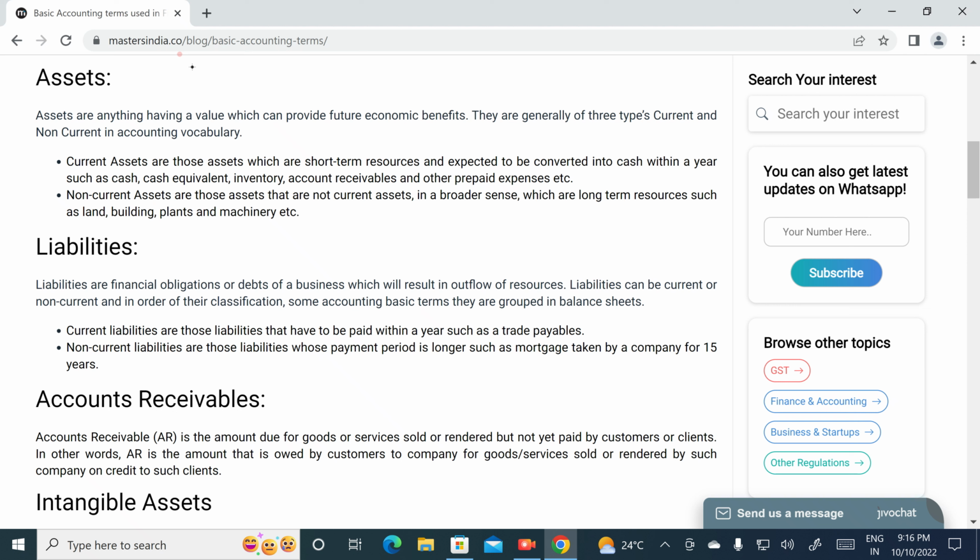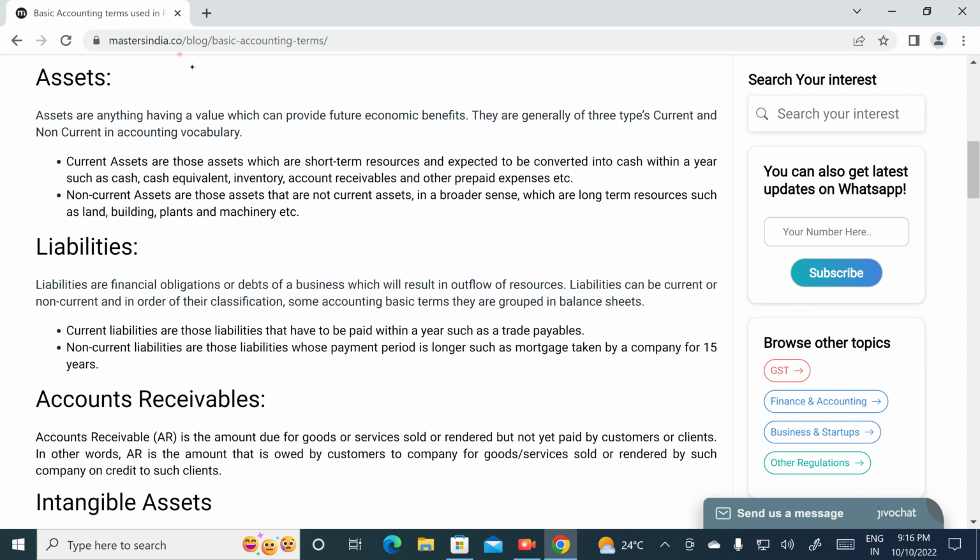All the short-term resources which are expected to be converted into cash within a year, within a financial year. Like the cash, which is automatically in the form of cash and cash equivalents. Cash equivalent means marketable securities and the cash which we hold in the bank accounts. So cash itself, number one. Number two, the marketable securities, and number three, the bank balance. All three altogether are known as cash equivalents.